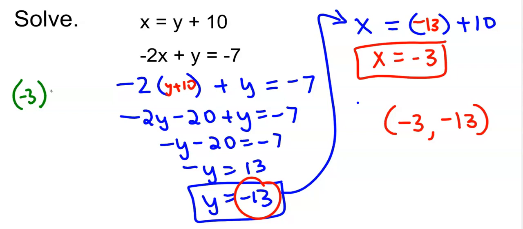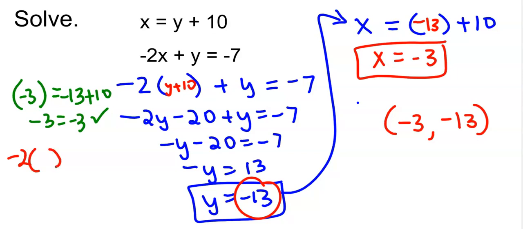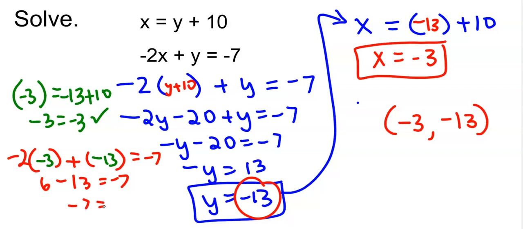If x is -3, then that would be equal to -13 plus 10. And -3 is equal to -3, so that checks. Let's try the second equation. -2 times x, which is -3, plus y, which is -13, should be equal to -7. So we have 6 minus 13, and that is also true. And that is how you solve a system using substitution.